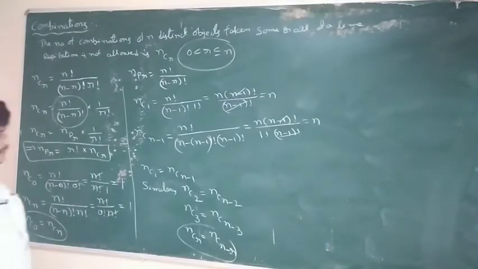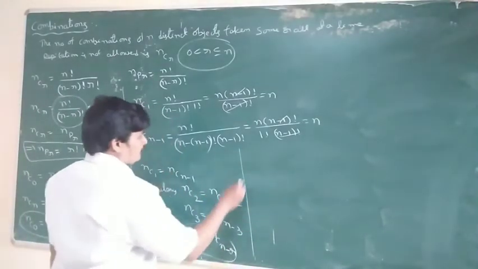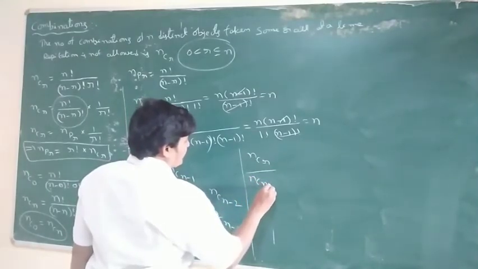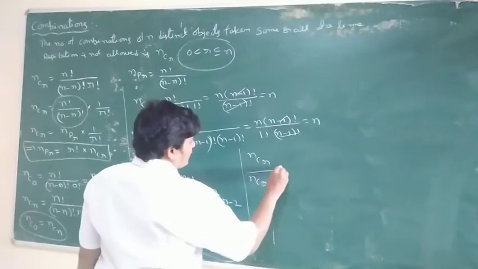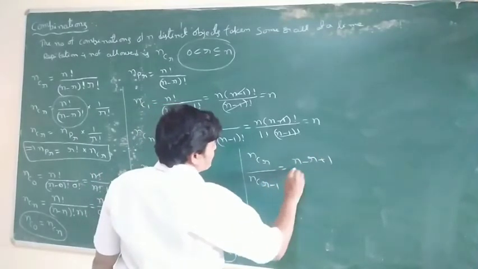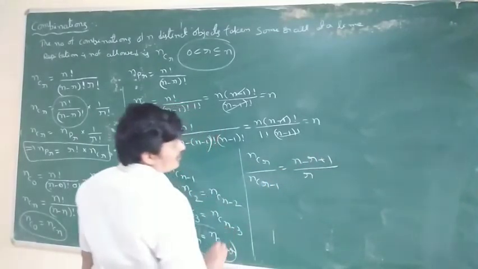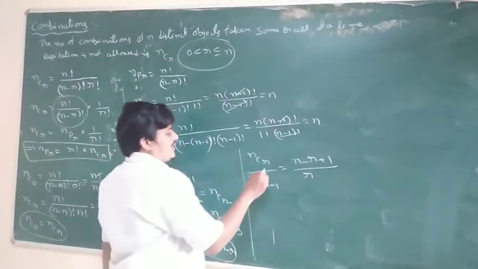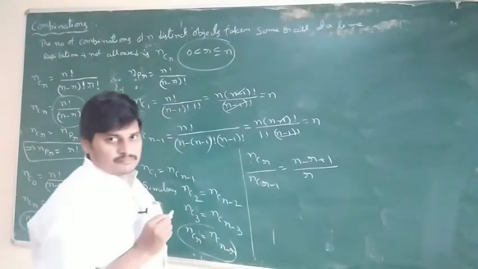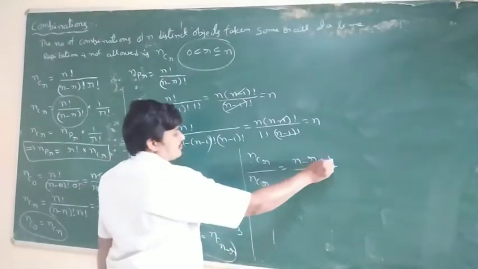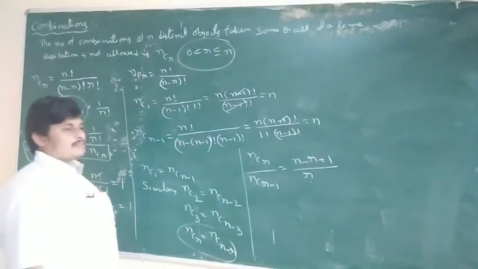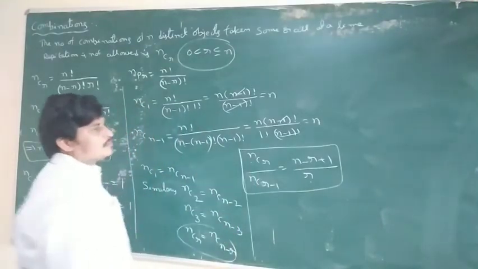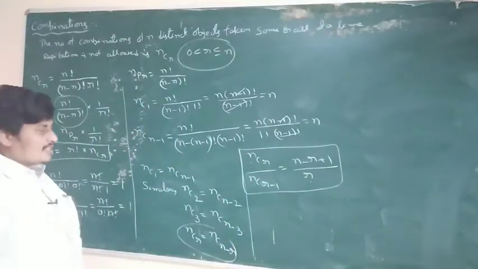Okay, next one. nCr by nC(r minus 1) is equal to (n minus r plus 1) by r. This is a very important result.